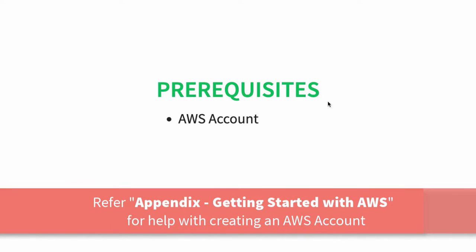Now, let's look at what you'd need to get started with this specific section. The first thing that you would need is an AWS account. I would recommend you to go to the section getting started with AWS and create an AWS account. We will create a number of resources on AWS. We'll create EC2 instances, S3 buckets, we'll create IAM users, and a variety of things on AWS. So go ahead and create your AWS account.